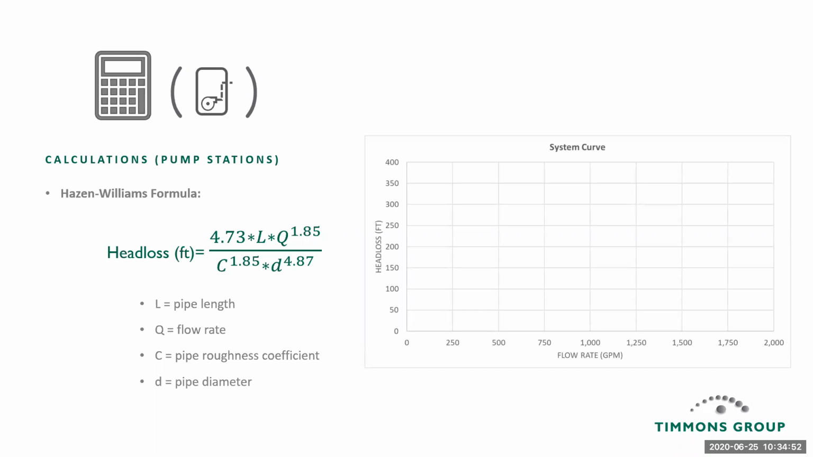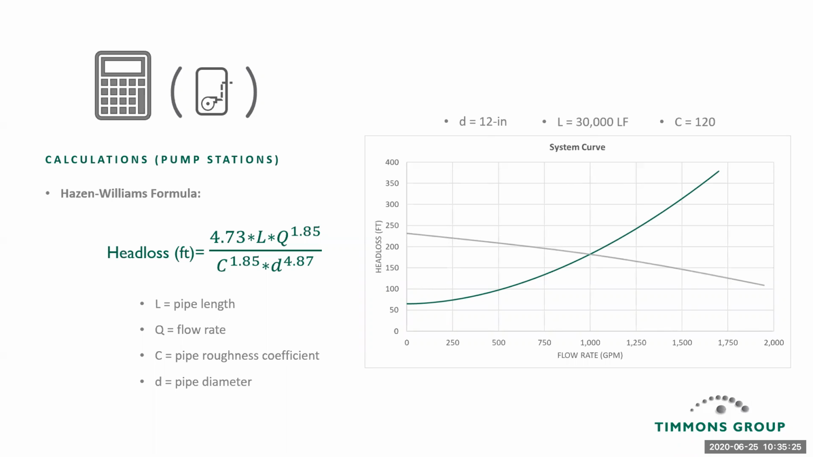So for a given set of variables, we can compare the amount of head loss per flow rate. If we look at a hypothetical pipe, 12 inches in diameter, 30,000 feet long, and a roughness coefficient, a C of 120, we can plot for any flow rate the amount of head loss that we expect. We call this the system curve. This system curve is neat because it allows us to overlay the manufacturer's pump curve, shown here in gray. And where these two curves intersect, where they cross, will determine where that pump will operate.